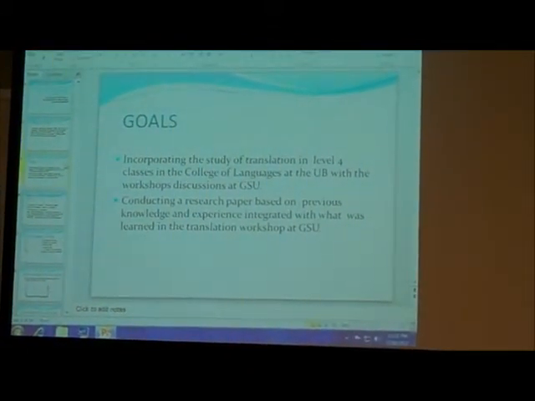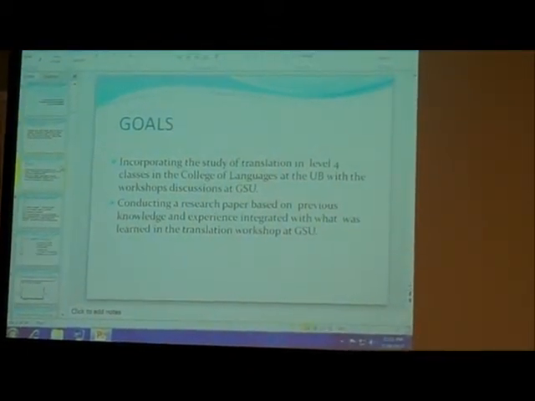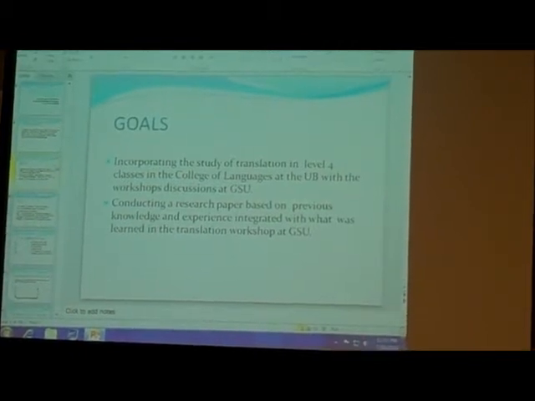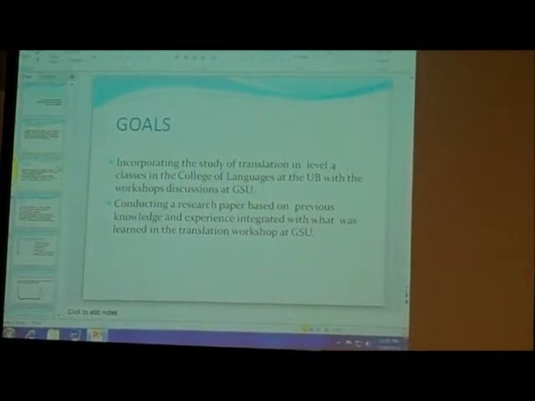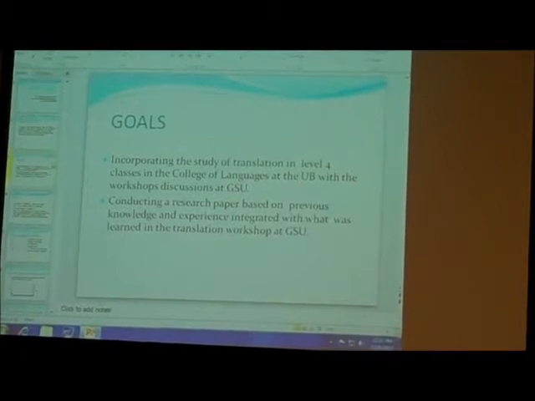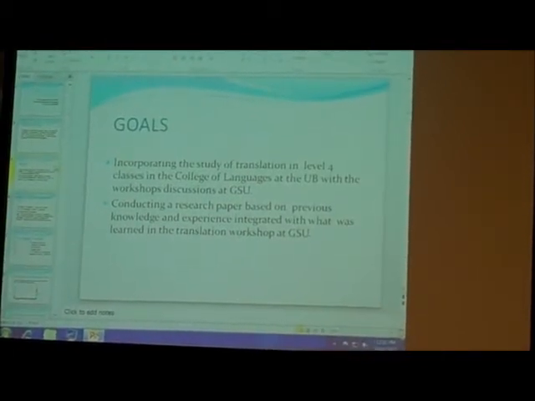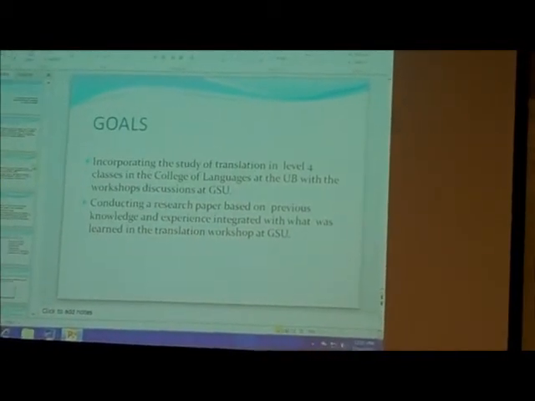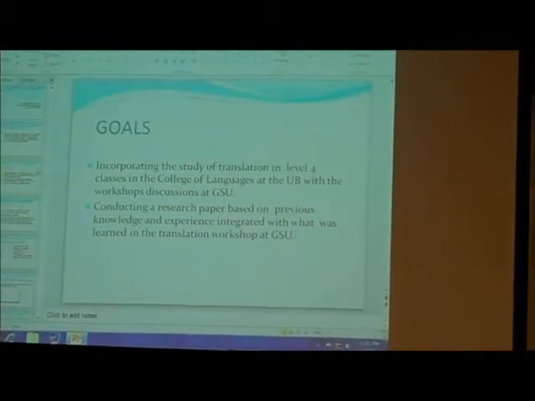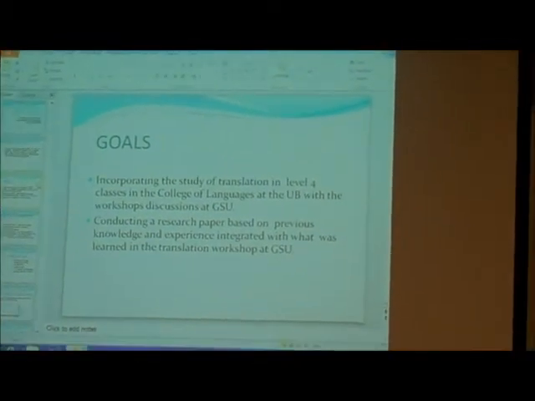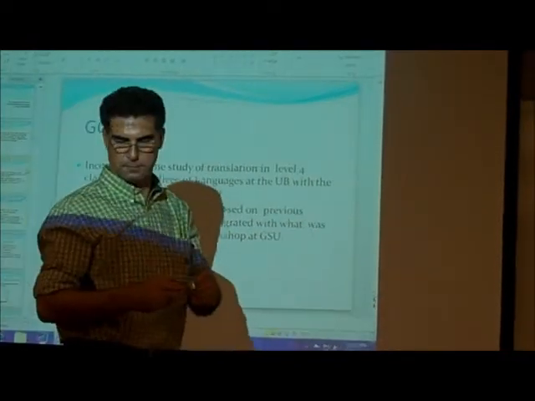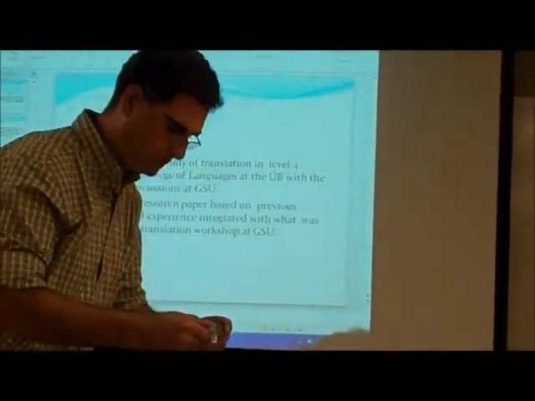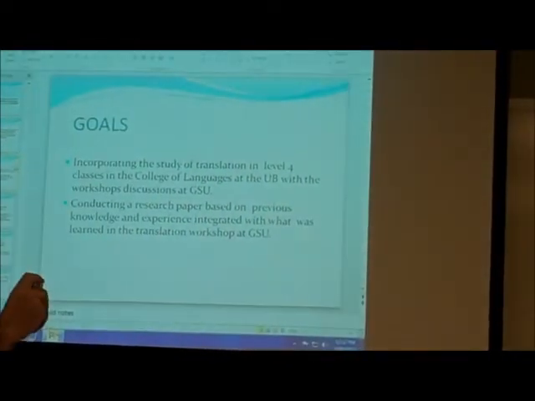Now the goal is to incorporate what I have of experience and knowledge with what I have learned here through the workshops, and to manage to produce a research paper. Probably I'll publish it here in the States if I was lucky enough.